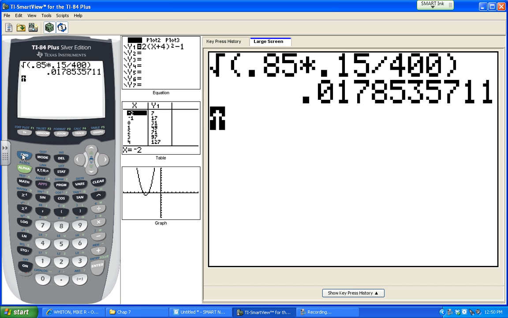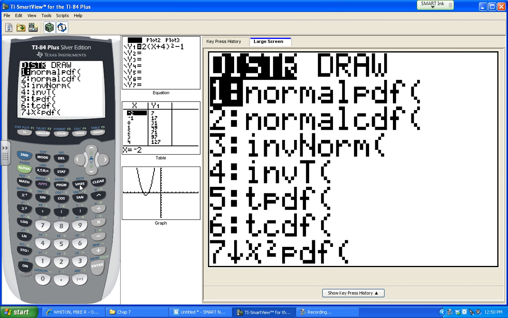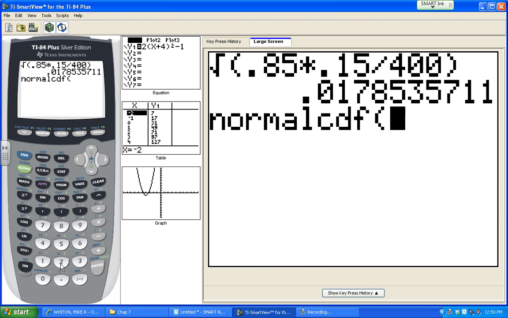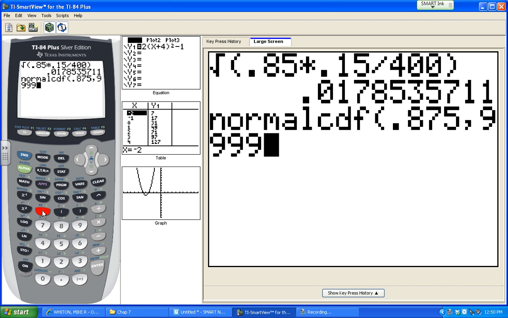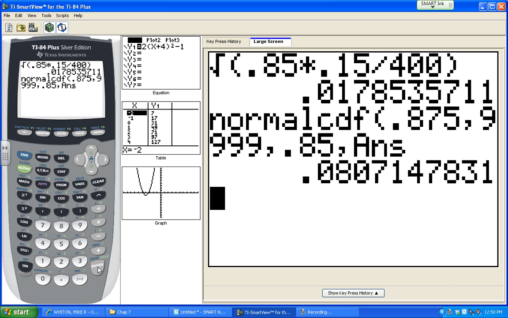So I'm going to go into a normal CDF, second distribution. We're going from 0.875 all the way up to a big upper bound. We knew the mean was 0.85. The standard deviation is that 0.0178 that's in the previous answer, so I'm going to do this so it doesn't round it. If it's not in your calculator, just go ahead and type it in there. It won't change too much. But that's going to be our answer: 0.08, so about 8%.